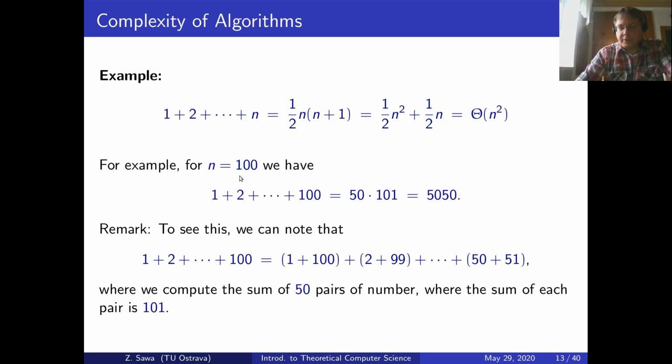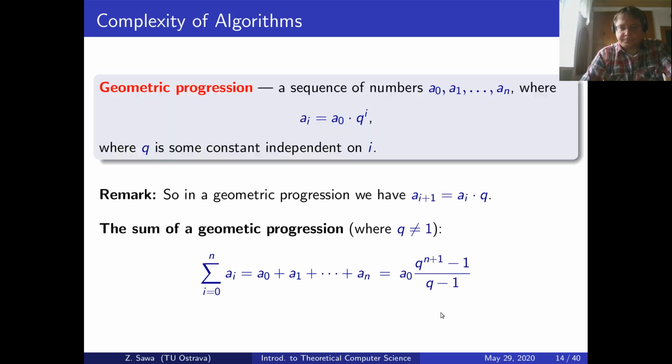For example, for 100, the sum from 1 to n is 1/2 times 100 times 101, which would be 5050. Here is this example, 1 plus 100 plus 2 plus 99 and so on. This was the arithmetic progression.